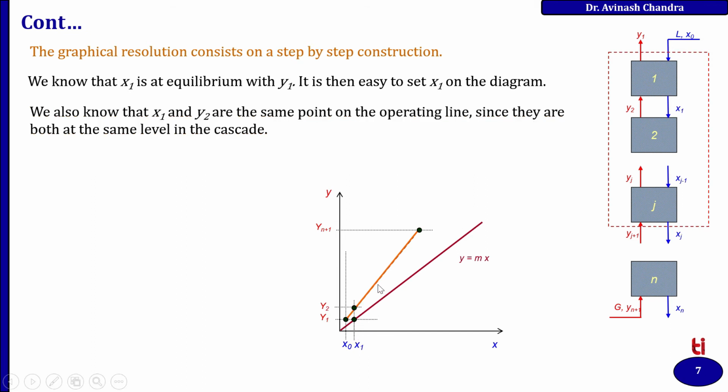x1 will cut the operating line, and then we find the concentration of y2, which is the incoming to stage 1, or the outgoing for stage 2. Again draw the horizontal line and we obtain x2, similarly x3, similarly x4, and when you cross this particular line, you obtain 1, 2, 3, 4 stages.